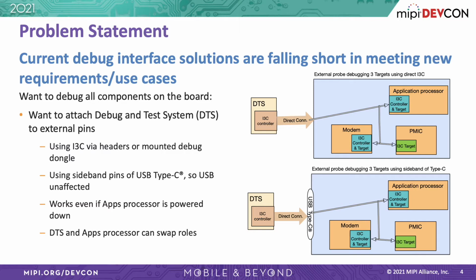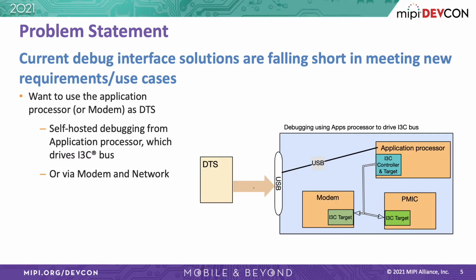This slide shows a traditional debug environment using I3C. As you can see in the upper drawing, there's a dongle connected onto an I3C bus, which is used both for application use as well as, in this case, for debug when it's connected. In the lower one, the same thing, but using sideband signals from a USB Type-C. We'll explain that more in a later slide.